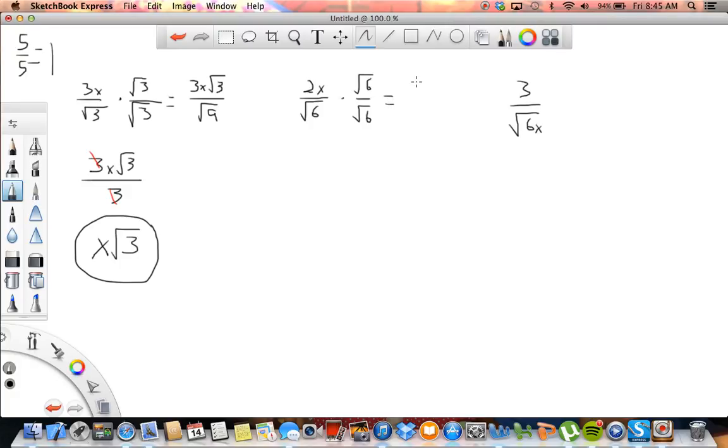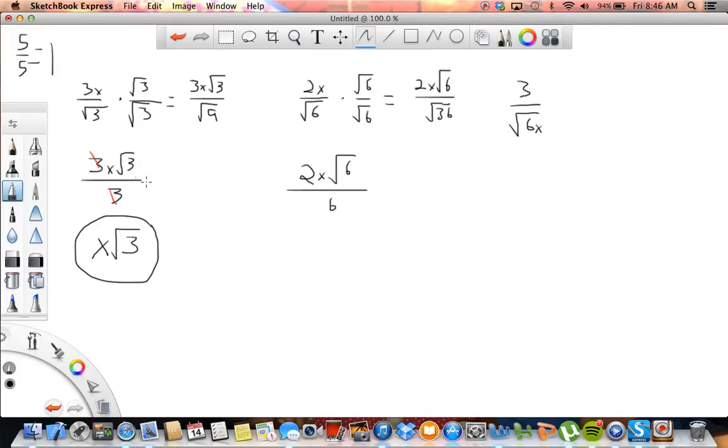The top part is easy, the numerator. So we have 2x times the square root of 6 just becomes 2x square root of 6. Divided by the square root of 6 times the square root of 6, and that's going to leave me with the square root of 36. Okay. Now I'll come down here and rewrite this because we know that the bottom can be simplified a little bit more. So we have 2x times the square root of 6 over, now what is the square root of 36? Well, that's going to leave me with a 6 down here, okay?